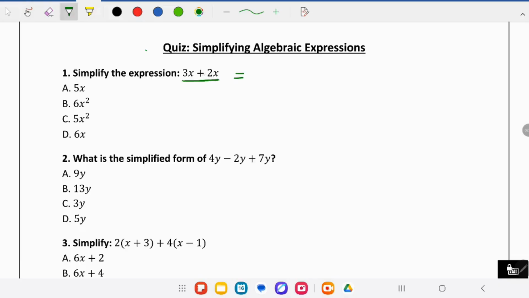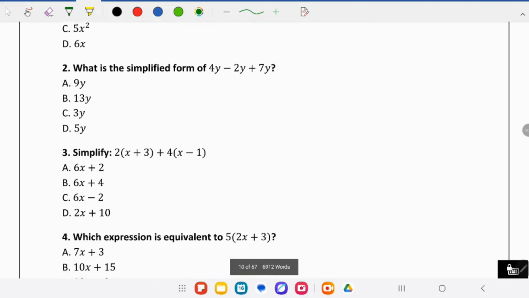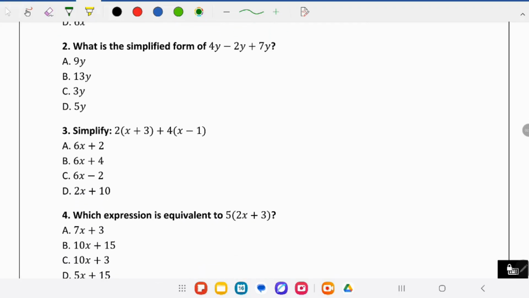I will simplify here, which is 5x. Because we are adding, so we write the pronumeral as it is. So 5x. I have got options here A, B, C, D. So this is my option A. All other options are different. So this is A. My next question is, what is the simplified form of 4y minus 2y plus 7y?